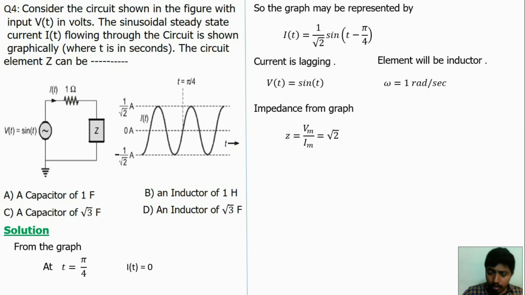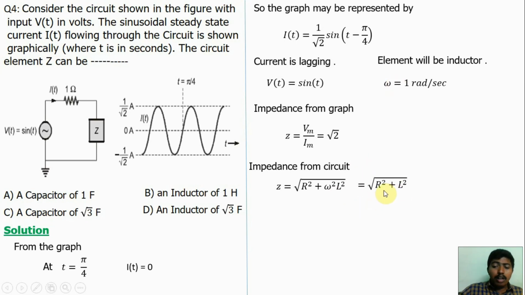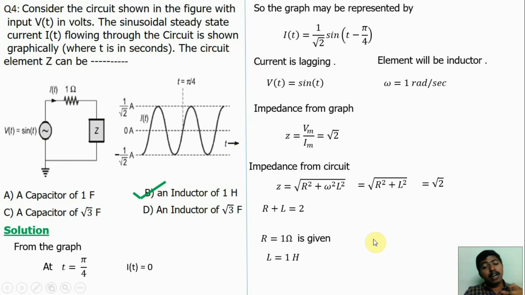Okay. So from the circuit, what is the impedance Z? Z is equal to root of R square plus omega square L square, because R and XL are in series. So we will get root of R square plus XL square. XL means omega L. Substitute this omega value, we will get Z is equal to root of R square plus L square, that is equal to root 2. Simplify this equation, we will get R square plus L square is equal to 2. Here R value is already given as 1 ohm. Substitute here, we will get L is equal to 1 Henry. So option P is correct. Inductor with a value of 1 Henry.